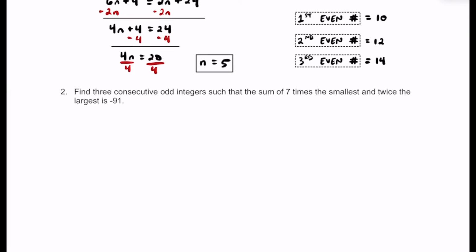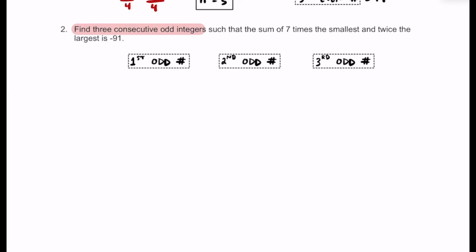All right, let's try another one together, but this time, let's talk about consecutive odd integers. So in this one, we're talking about finding three consecutive odd integers such that the sum of 7 times the smallest and twice the largest is equal to negative 91. All right, so let's just start by getting organized and define a few expressions here.